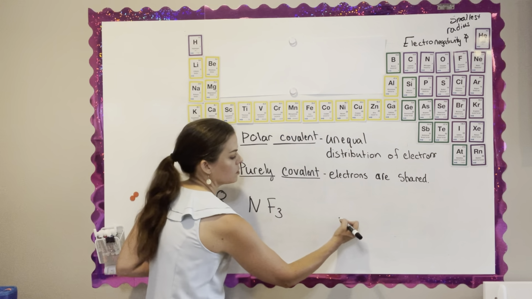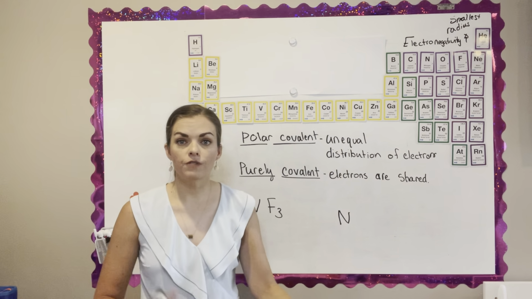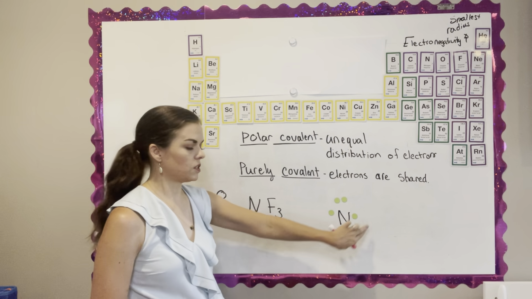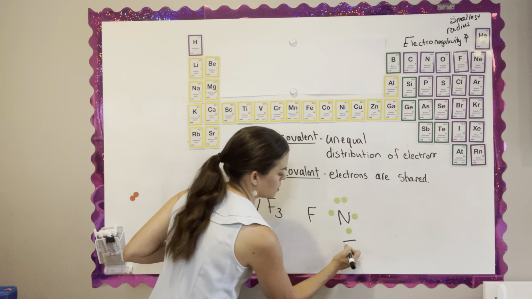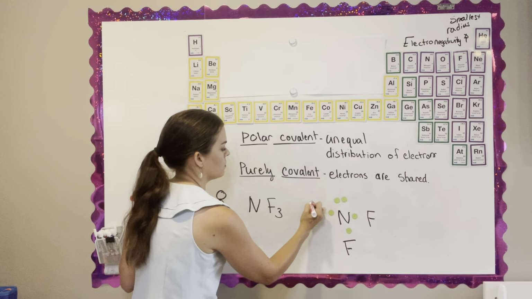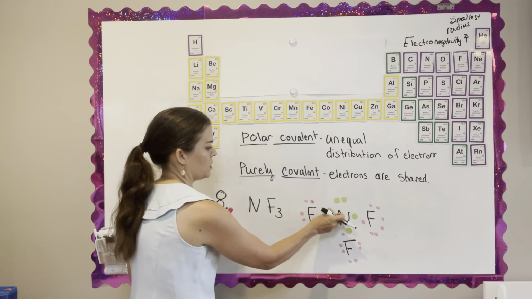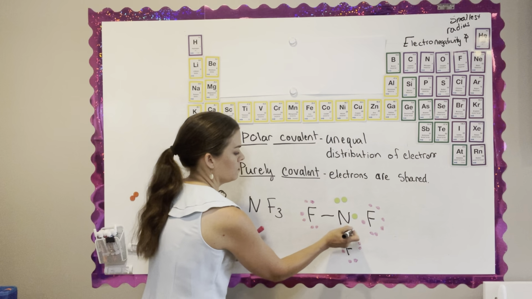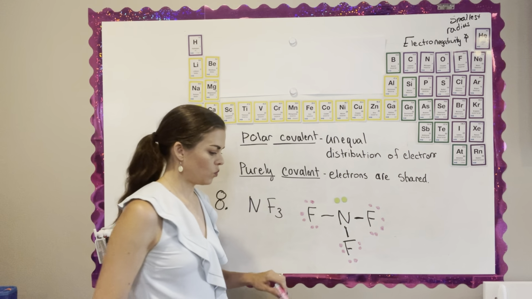I'm going to put nitrogen in the middle, and nitrogen is in the 5th column, so it has 5 valence electrons. Now I'm going to add in the fluorines. I'm going to go ahead and put in the fluorines on the sides that don't have bonded electrons. I don't have enough magnets for that, so I'm just going to use pink dots. Fluorine is in group 7, so it has 7 valence electrons. And when I do that and draw in all my electrons, I can see that there's going to be a bond that forms here, a bond that forms here, and a bond that forms there.